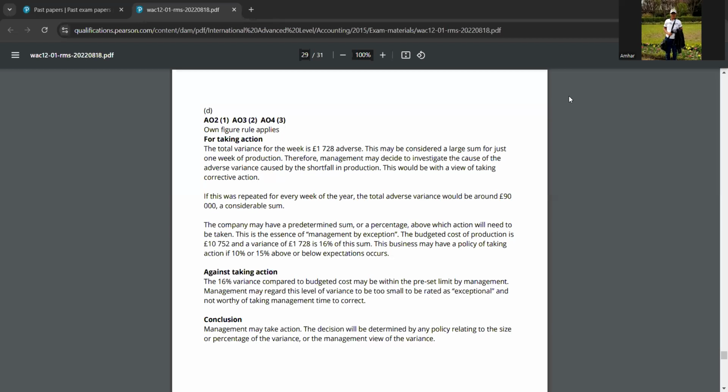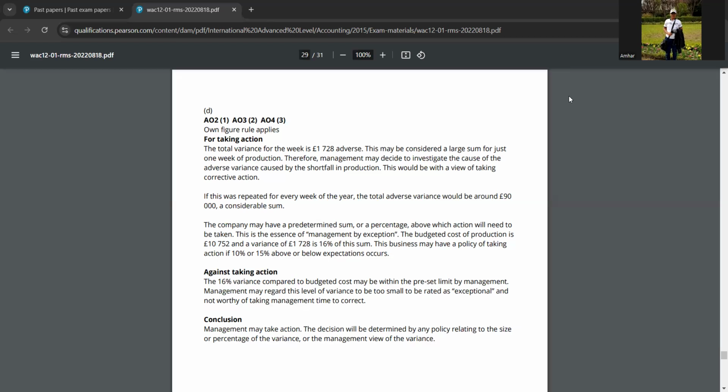Okay, so this is standard costing. In this sixth question, D part, they are saying Kronos Clocks Limited applies a policy of management by exception. I taught you what is management by exception in last week's class, right? Yeah. So tell me what is management by exception?